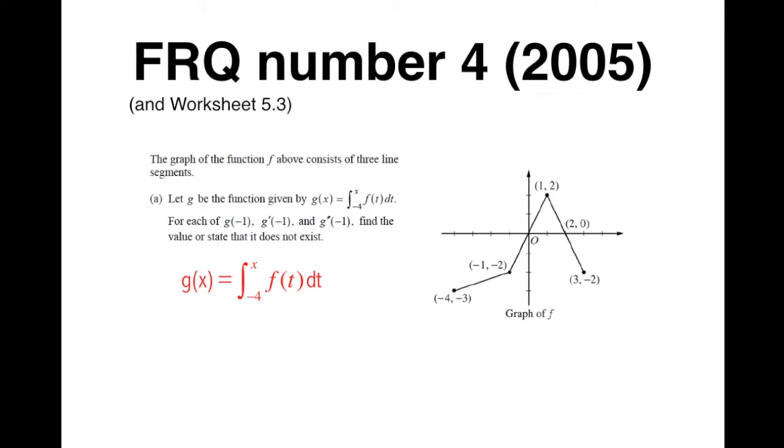What about g prime of -1? Well, if g of x is this, then g prime of x is the derivative of that thing. And here we recognize what we studied a little bit later in chapter 5. We see that we have an integral and a derivative.